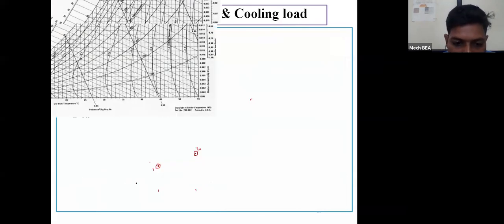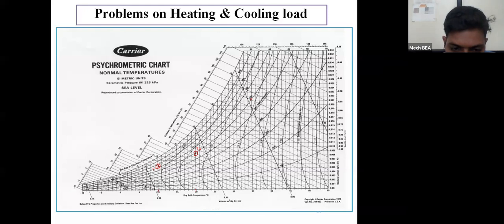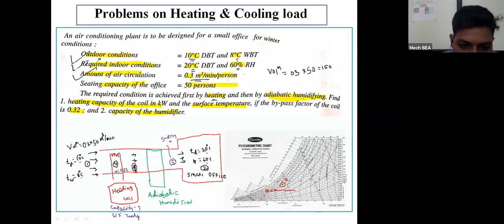So from point number 1, I have to draw the sensible heating process. Sensible heating process means it will occur at a constant specific humidity. That means from point number 1, I have to draw the horizontal line, but I don't know the condition of point number 3. That means I don't know the condition of the air after passing over the heating coil.